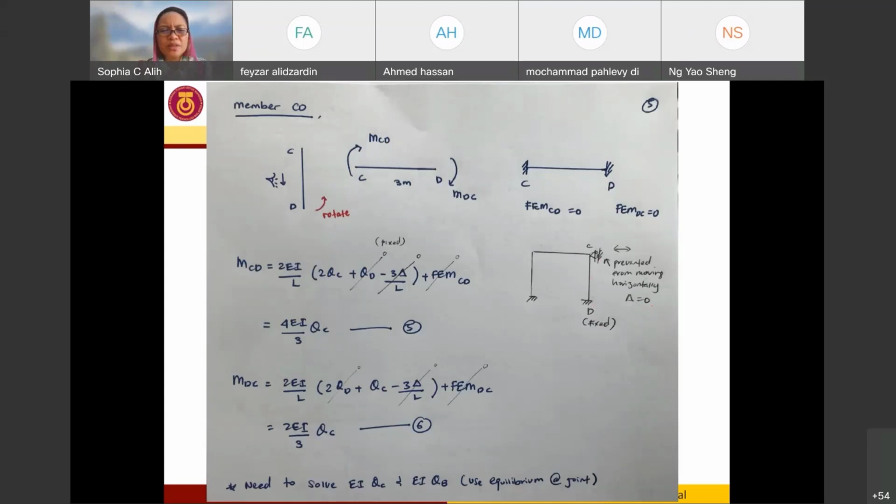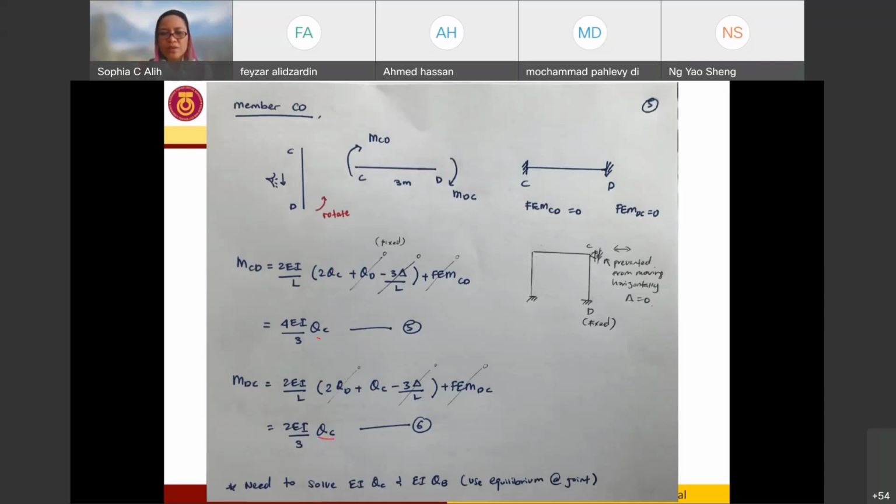Now, using this slope deflection equation, I just cancel out what is the thing that I don't have, and in the end, I will have my fifth equation in the form of theta C. Now for end moment of DC, again the same procedures with the equation of MDC. I will have my sixth equation in the form of theta C.